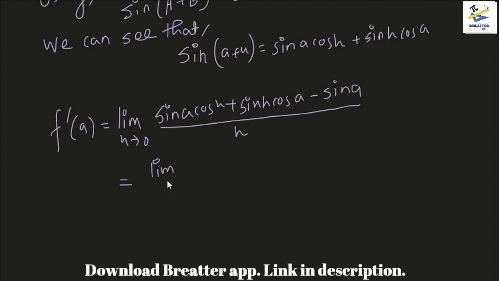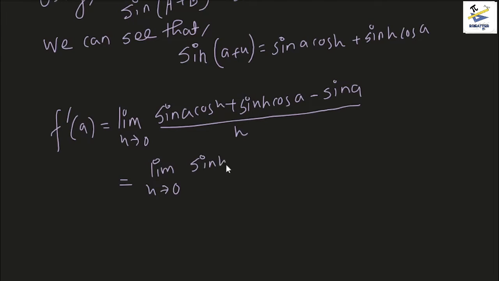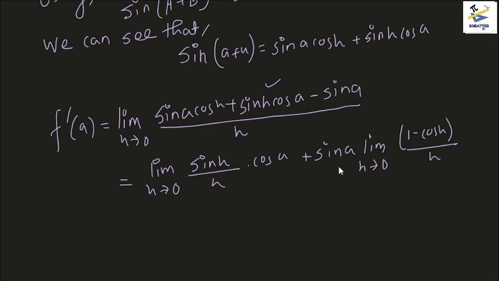So what we can do is limit h tends to 0 sine h by h into cos a. So we can just take the second term here, and we can take the first term sine a common, and we can write limit h tends to 0 of 1 minus cos of h by h, right? So this limit is 1, so it becomes cos of a, because we have learned about the limit x tends to 0 sin x by x in the previous videos.